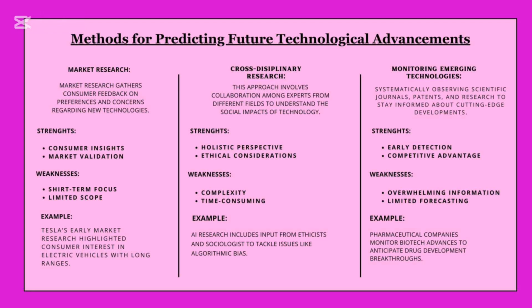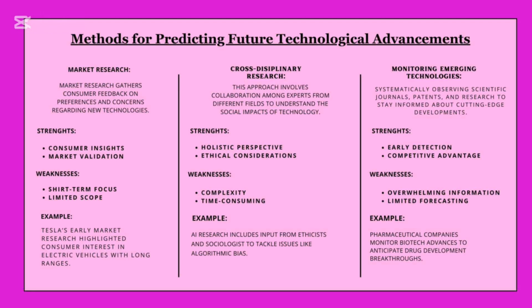By combining knowledge from various areas, researchers can more effectively tackle the complex issues that new technologies create. Strengths: holistic perspective. This method provides a broader understanding of how technology affects society, encompassing economic, social, and ethical dimensions. Ethical considerations. Engaging experts from fields such as ethics, sociology, and law ensures that potential ethical dilemmas and societal impacts are considered in technology development.